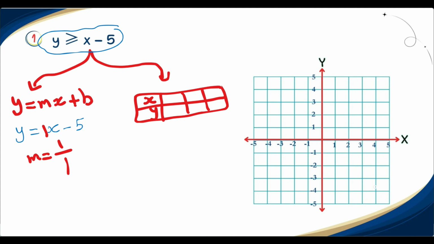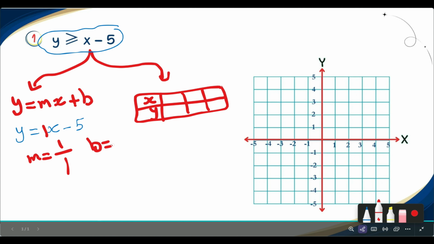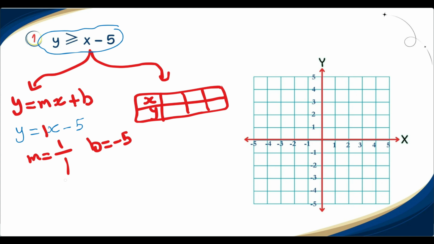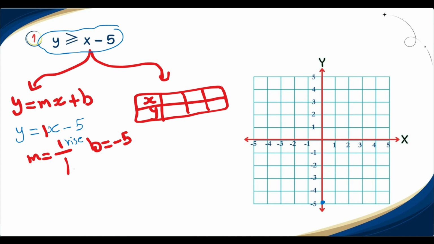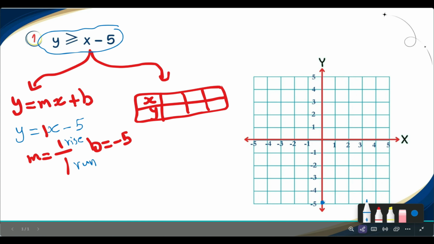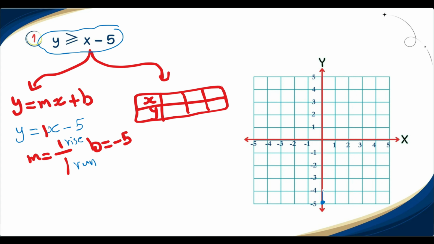Okay, what about the y-intercept? The y-intercept will be b equals negative 5. In this case, what should we do? We should put the dot at the intercept point first. Where is the intercept? b is negative 5, the y-intercept is at negative 5 here. And the number on top in the slope represents rise and the number on the bottom represents run. Here rise 1 means go up 1. Now run 1 means go right 1, and put another dot here.